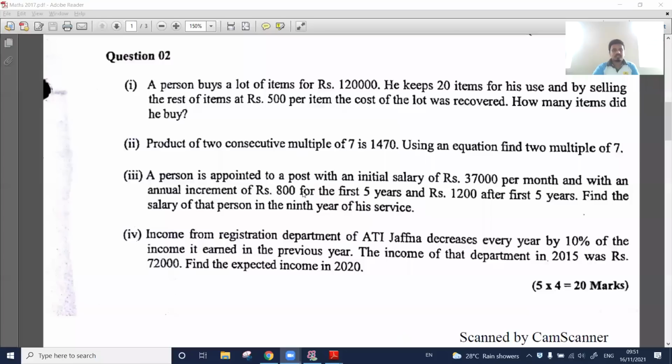Question number 2. The first 2 parts we have discussed. Part 3. What it says here: a person is appointed to a post with an initial salary of 37,000 per month.